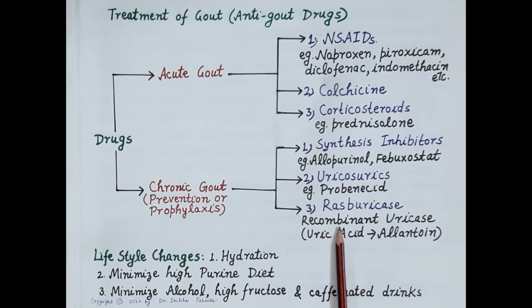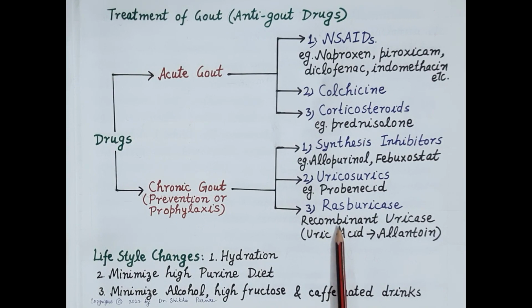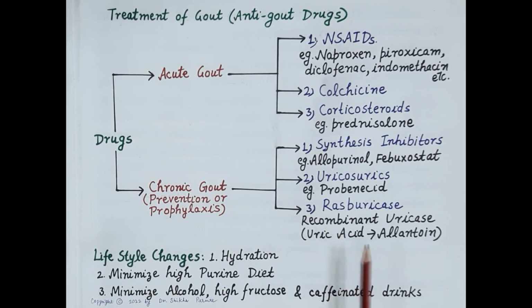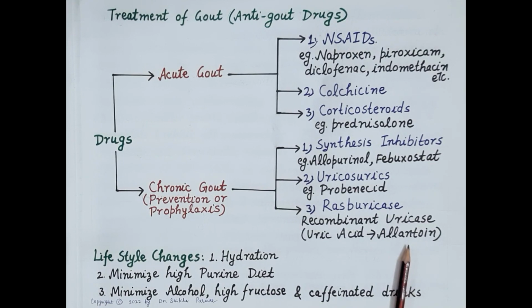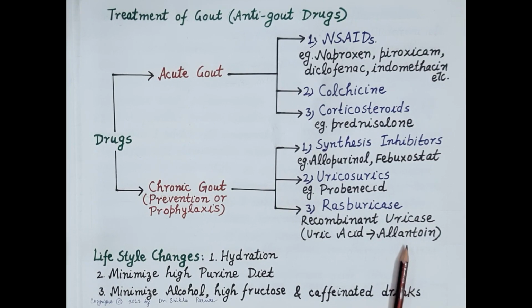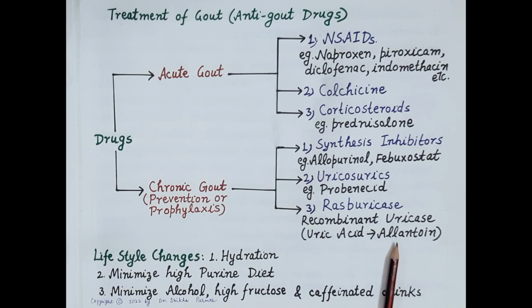Another new drug is rasburicase. It is a recombinant uricase. Now rasburicase converts uric acid to allantoin, and allantoin is more water soluble and it is readily excreted from the kidneys. Now major problem associated with rasburicase is hypersensitivity. It can cause anaphylaxis, which might limit its use in the treatment of gout.